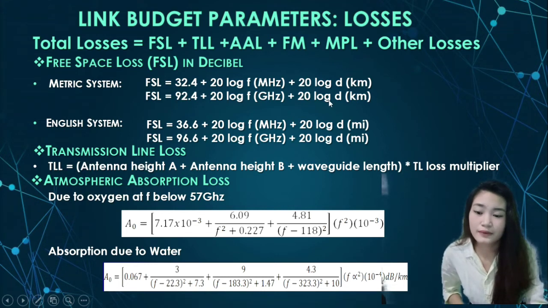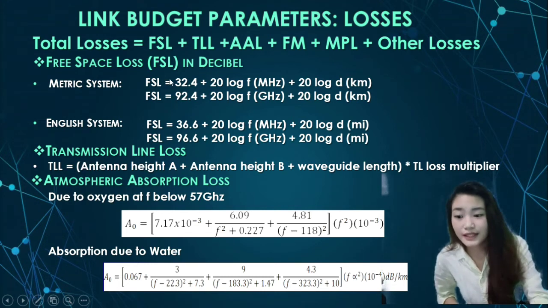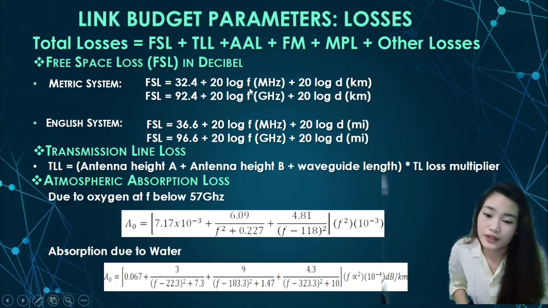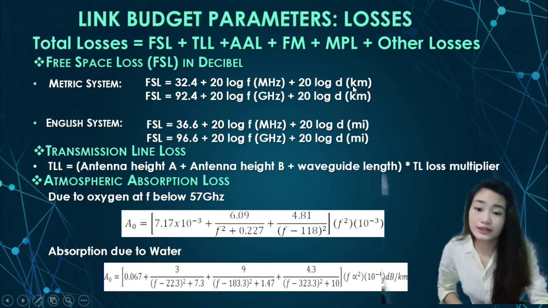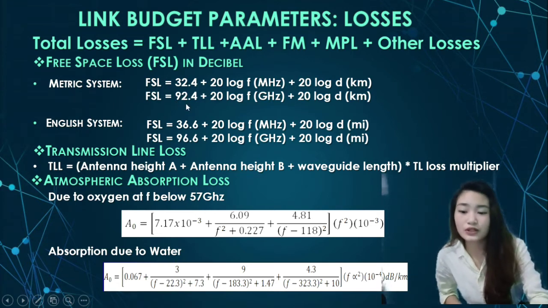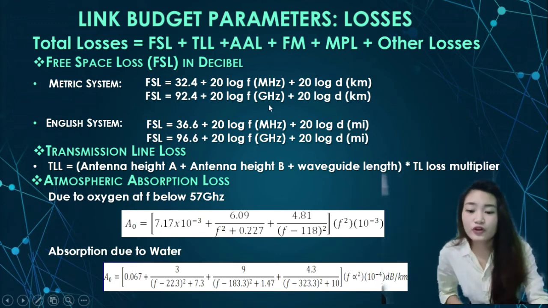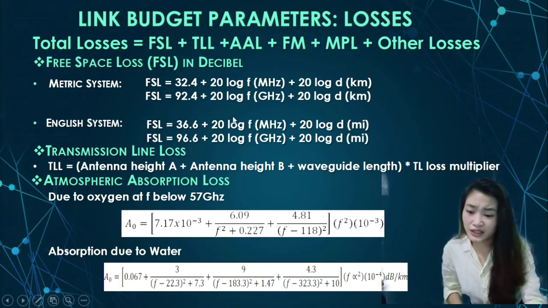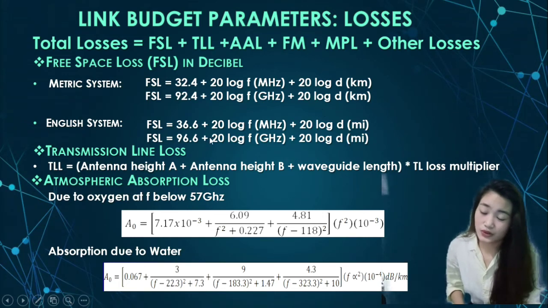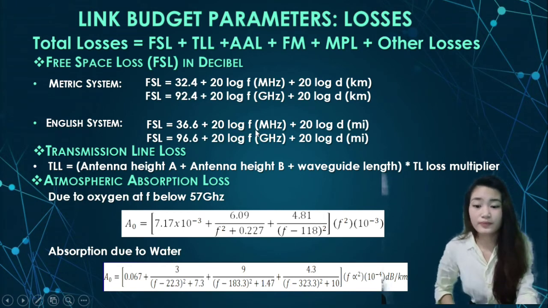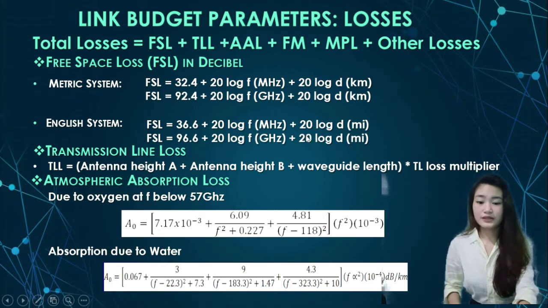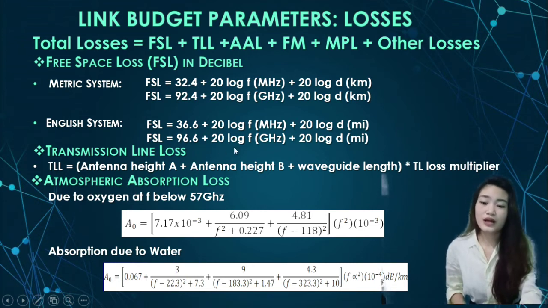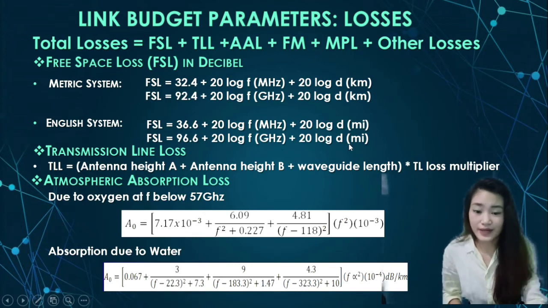These are the formulas, metric system. In the metric system, FSL is equal to 32.4 plus 20 log F in megahertz plus 20 log D in kilometers, or FSL is equal to 92.4 plus 20 log F if your frequency is in gigahertz plus 20 log D in kilometers. In the English system, FSL is equal to 36.6 plus 20 log F in megahertz plus 20 log D in miles. FSL is equal to 96.6 plus 20 log F in gigahertz plus 20 log D in miles.